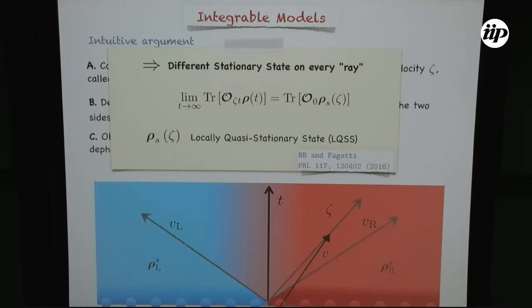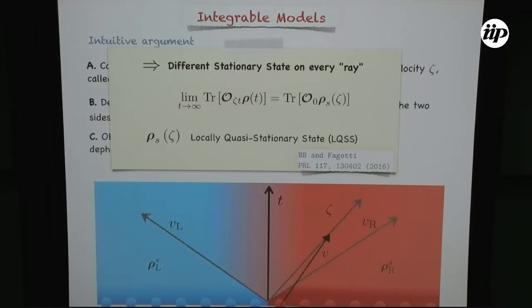So instead of what we had before, that was just a single stationary state, here now we have a full family of stationary states, which we call locally quasi-stationary states. Now, in order to verify this assumption, so this is just an assumption, I should be able to find a way to compute, to determine this rho_s of zeta, otherwise it's very hard to have any comparison.